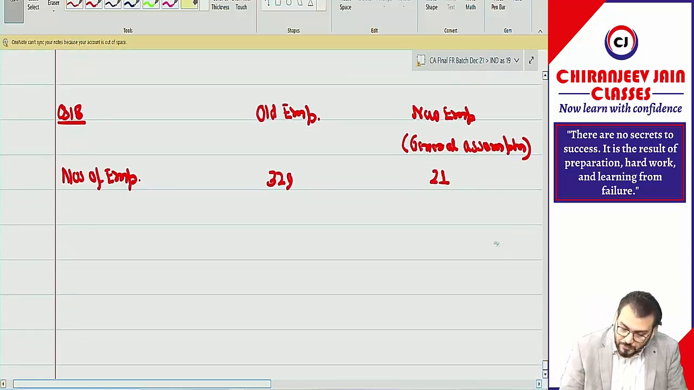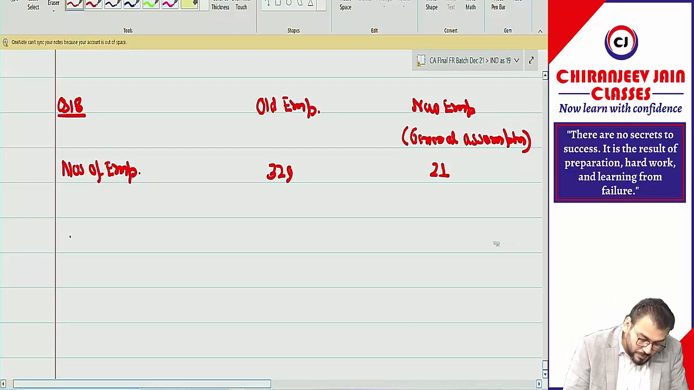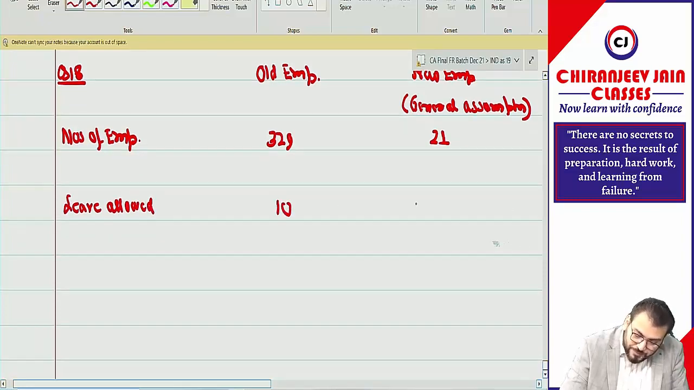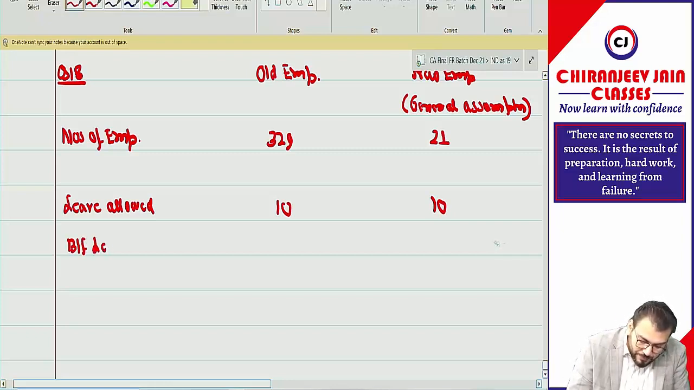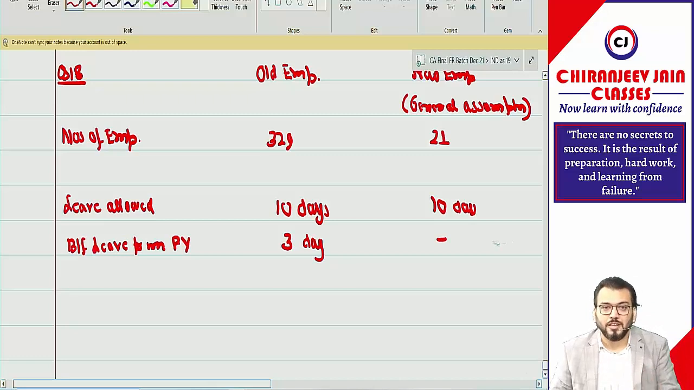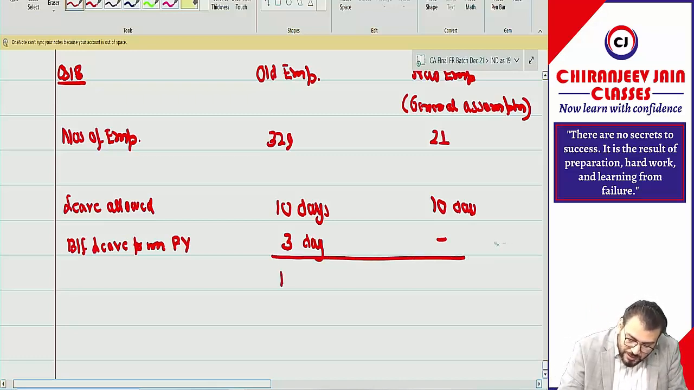Correct? Yes, sir. Now you have understood this. Now what is the leave allowed? That is 10 days. What will be the brought forward leave from previous year? That is 3 days. Now, can I say in this case 0, because they are new employees? Yes, sir. So it becomes 13 days and 10 days.